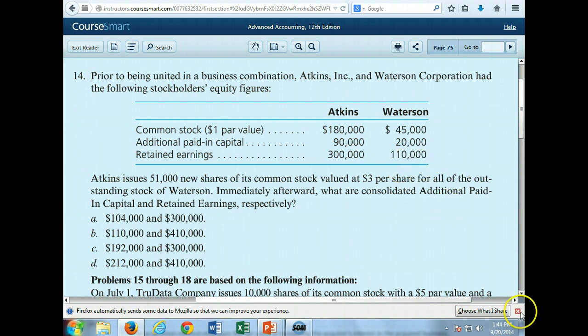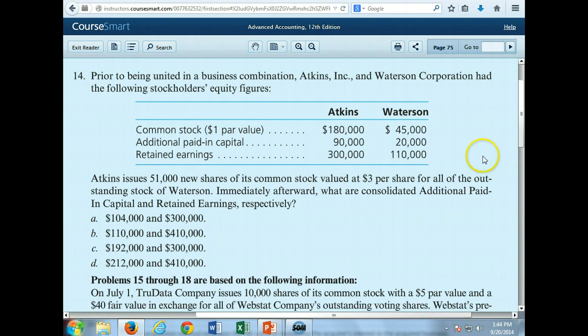And so what we'll want to do here is they're asking us, what does it show in Atkins' books once we purchase them? What do we show as the additional paid-in capital? And what do we show as retained earnings? So what we're going to do, I'll open up an Excel.